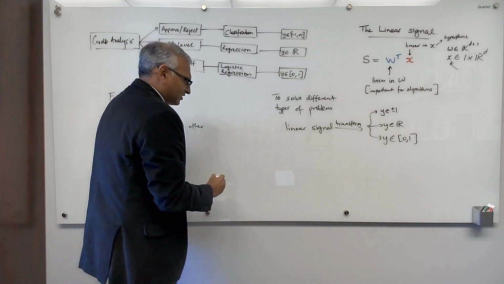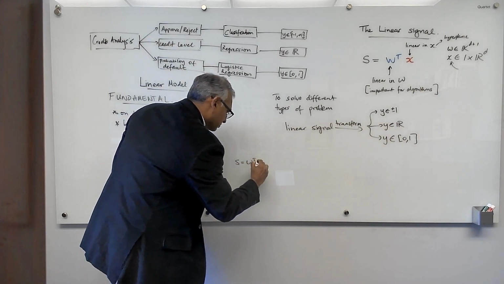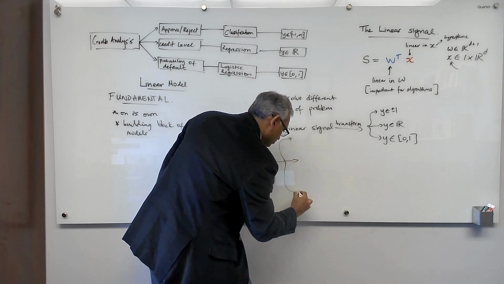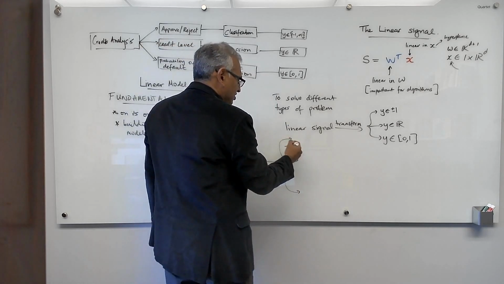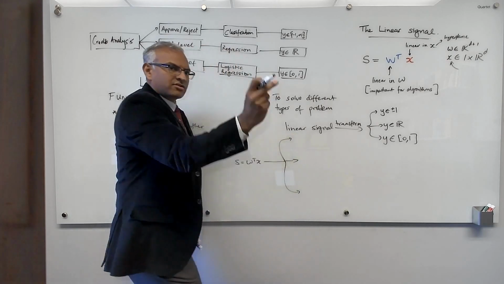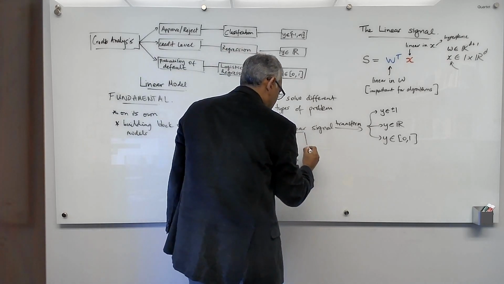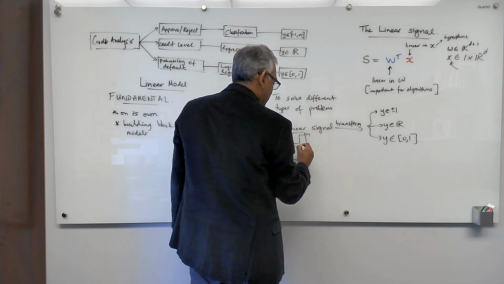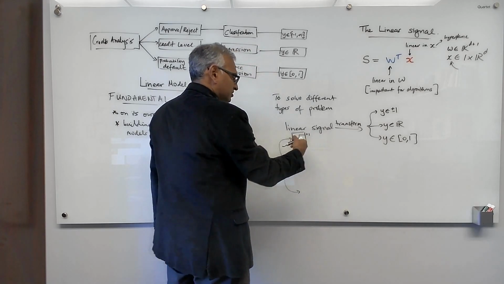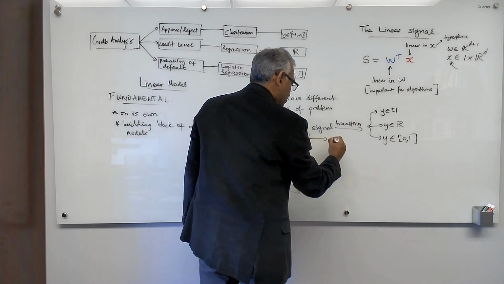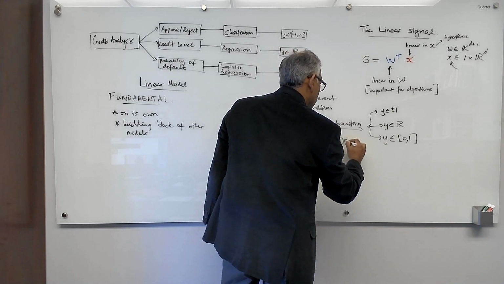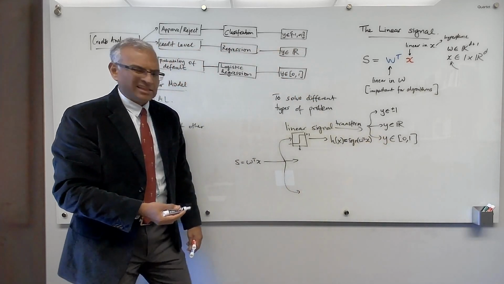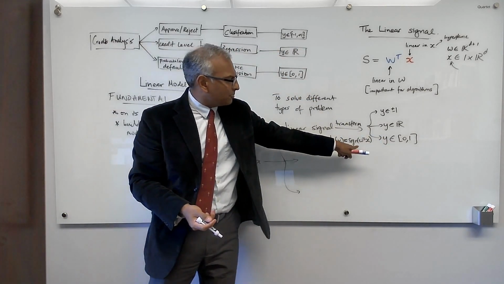So pictorially, we have the linear signal S, which is W transpose X. We take it, and depending on the type of problem we'd like to solve, if we're solving classification, we transform it by just sending it through the sign function. The sign function goes from minus 1 to plus 1, and the jump is at 0. So we send it through the sign function, and the output is h of x equals sign of W transpose X. Very simple, and that's exactly what we have been doing so far. And this we call the perceptron.